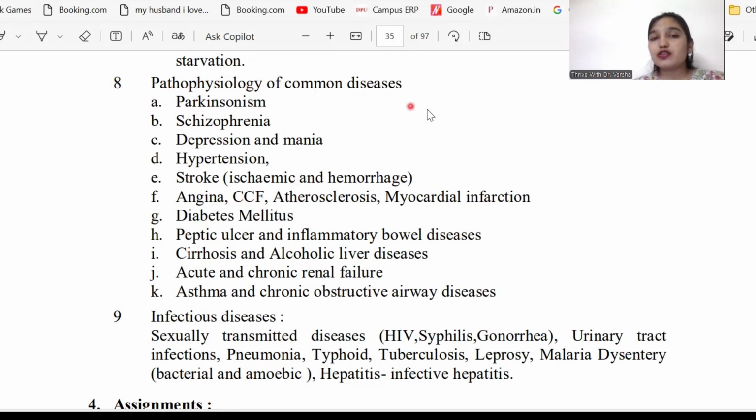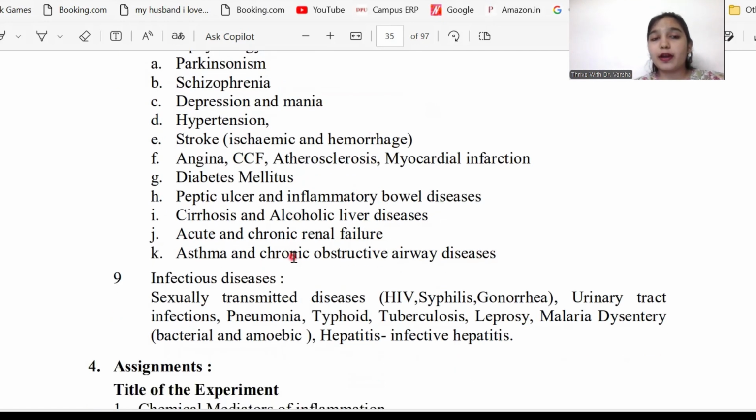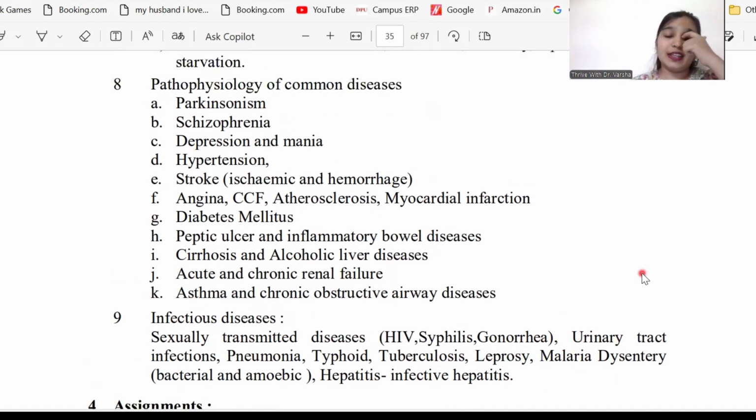When you see pathophysiology of common diseases, and even in infectious disease, these are all separate chapters: sexually transmitted disease, HIV is a different chapter, gonorrhea is a different chapter, UTI is a different chapter, hepatitis is in a different chapter. So when they say explain the pathophysiology of Parkinsonism, asthma, or hepatitis, then the points you have to mention are a total of 9 to 10 points.